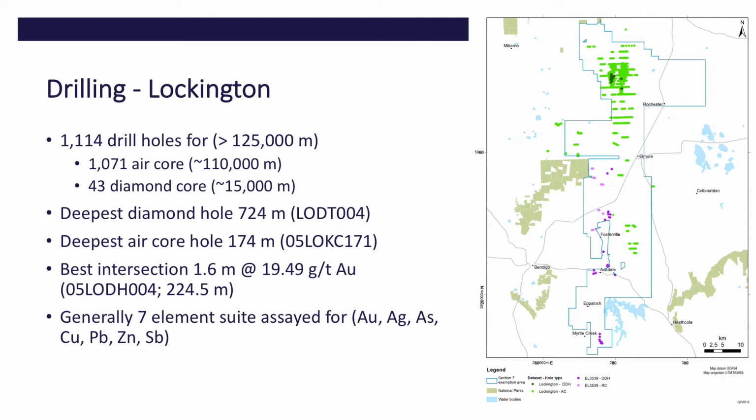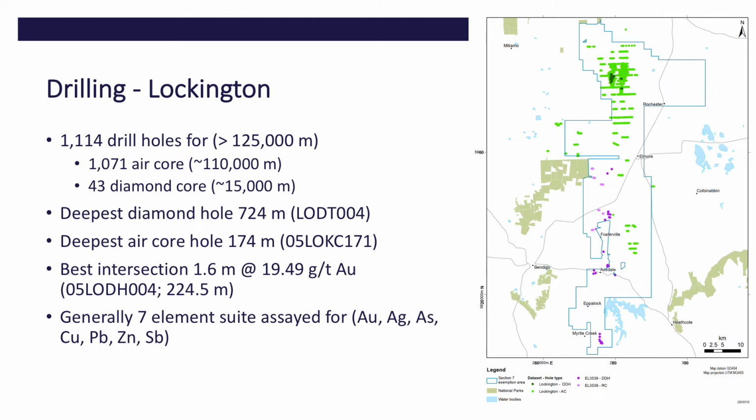All of the diamond holes, which are the dark green, were focused on the Lockington prospects, and the best gold intersection came from Lockington South, which was 1.6 metres at 19.49 grams per tonne gold. In addition to the standard downhole data, some holes were logged with the CSIRO's HiChips instrument. And so there is a table in the database containing that hyperspectral data, as well as a table containing the petrophysical data from the AGOS core scanner that I mentioned earlier.